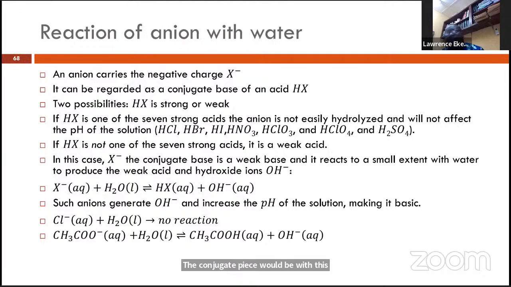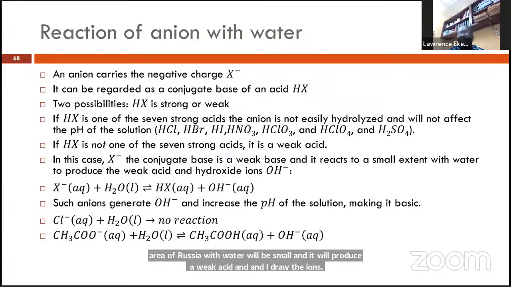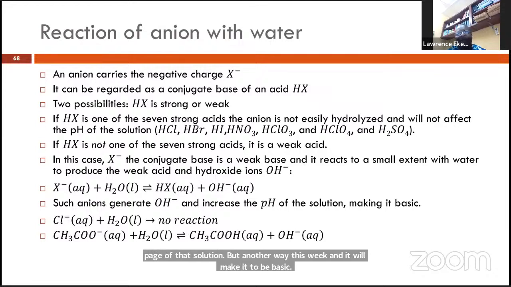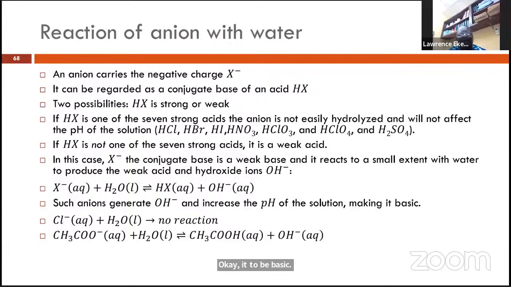And the fact that it's weak means the extent of reaction with water will be small, and it will produce a weak acid and hydroxy ions. Such ions generate the hydroxy ions in solution and increase the pH of the solution, making it basic. So when an anion reacts with water, particularly when it is weak, it increases the pH and makes the solution basic. When a chloride ion reacts with water, there will be no reaction. But when an acetate anion reacts with water, it will produce the acid and hydroxy ion in solution.